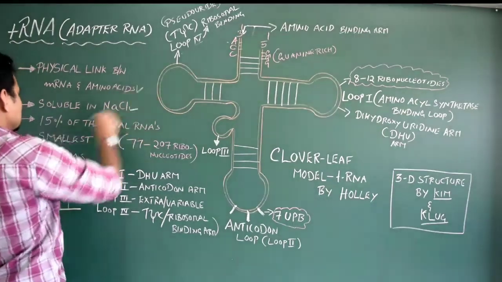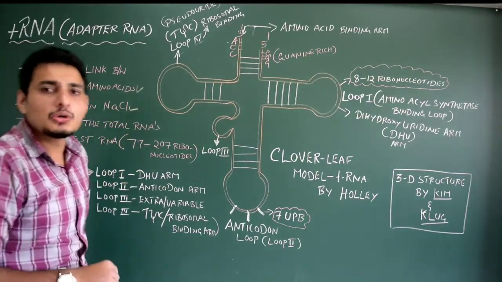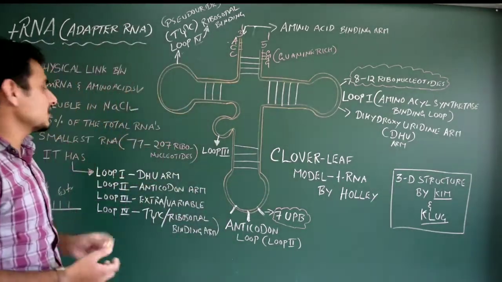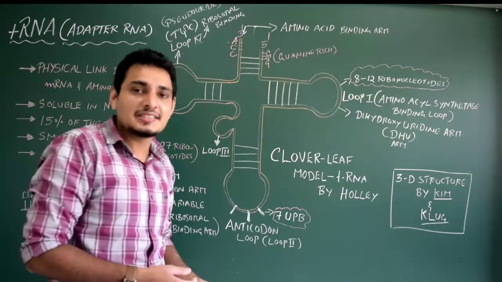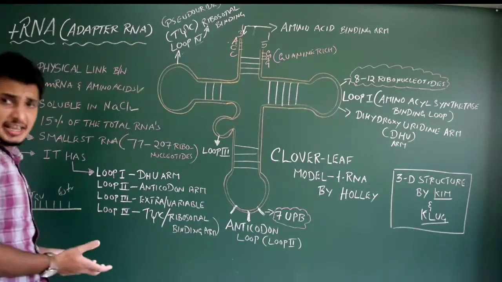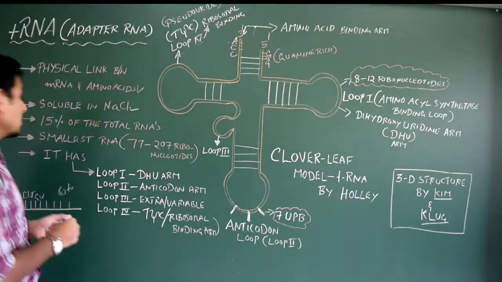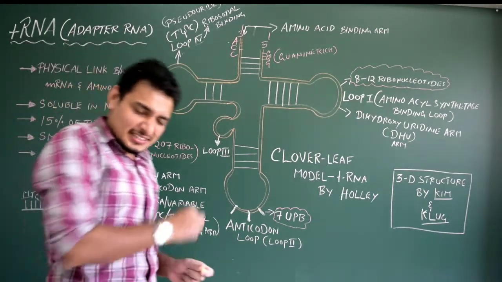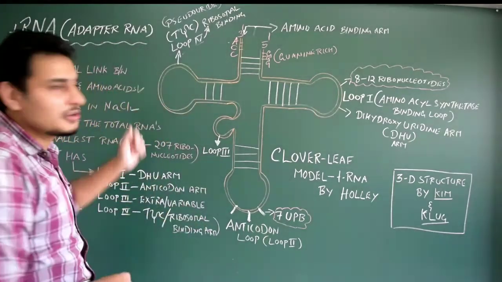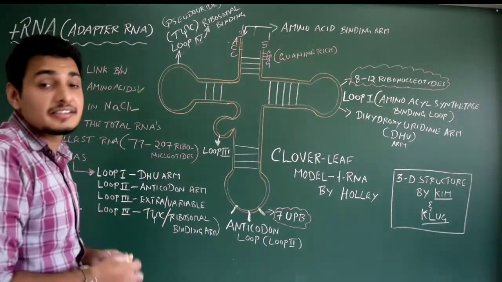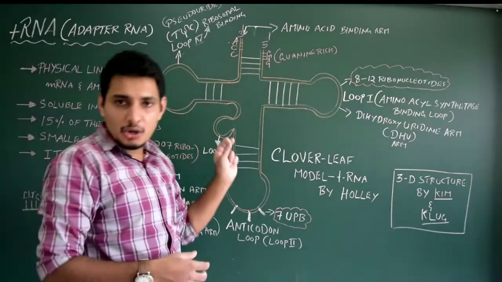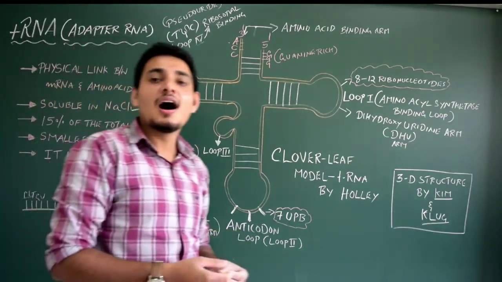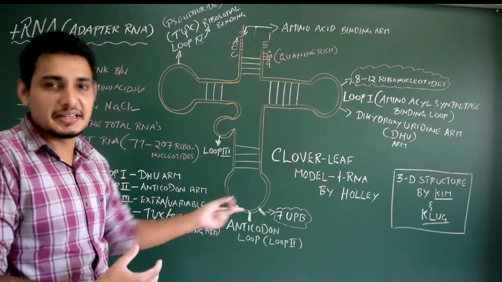Now, it is 15% of the total RNA. Out of 100%, 5% is mRNA, 15% is tRNA, and the remaining 80% is ribosomal RNA, which is seen everywhere in the cytoplasm. It is the smallest RNA, the tiniest RNA. It hardly contains around 77, that is 80 to 207, ribonucleotides. So these are very small RNAs compared to the other two. Which is the middle one? That is rRNA. The longest and largest is mRNA.